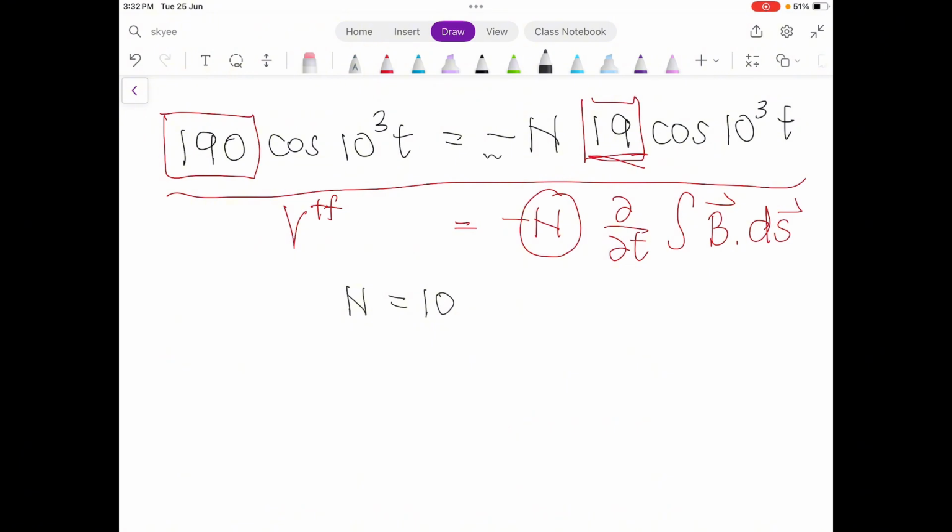Don't worry about the negative. The negative is telling you something related to the current flow in the loop, so you don't need these things. So N is equal to 10, and this is the answer.